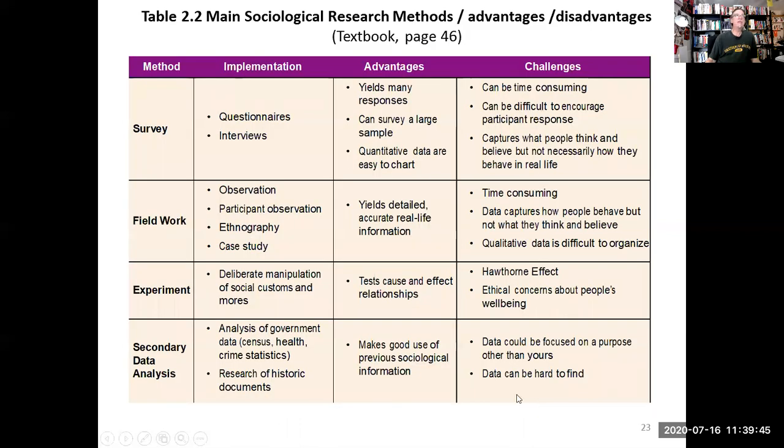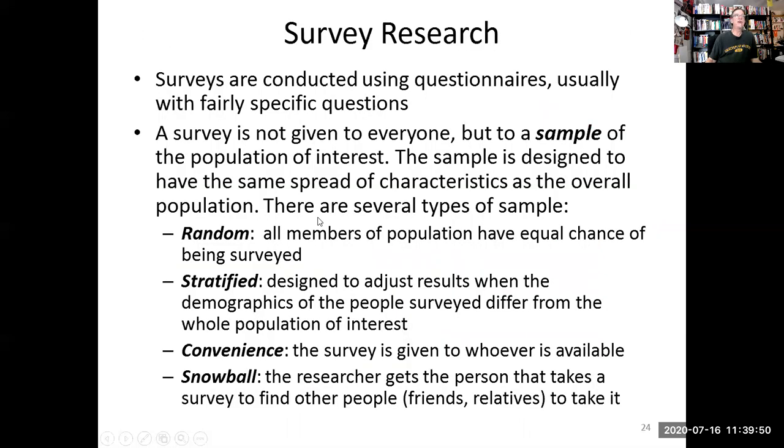Here's a table which summarizes all these types of research methods. Survey research is a big part of what a lot of people do when they're doing research. I mentioned some of this before, often questionnaires, but may be open-ended where people can talk at length. Samples are designed. There are different kinds of samples, random. Everybody's got an equal chance of being surveyed. If everybody in the population was the same, this would be perfect.